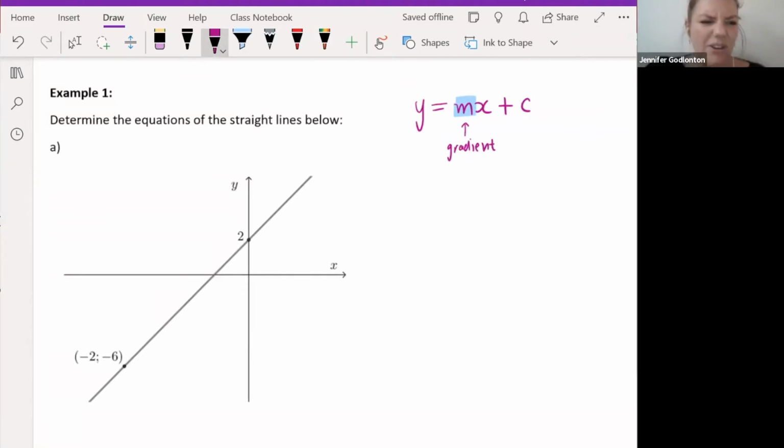Can someone tell me what a gradient is? Because it seems like a bit of a foreign, weird word. What is a gradient of a graph? Who can tell it to me in a more sensible word? You can give me any word that you think would be easier to think of.